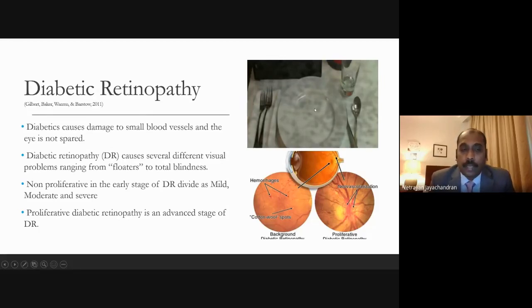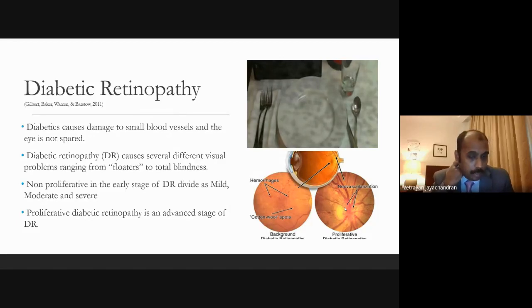But in proliferative diabetic retinopathy, it is a more advanced stage. If your diabetes is very severe, it will cause more damage to the eye. So you can see a lot of neovascularization, which can be seen in the more proliferative stages. You can see the macula has been totally affected, so the person cannot see properly.